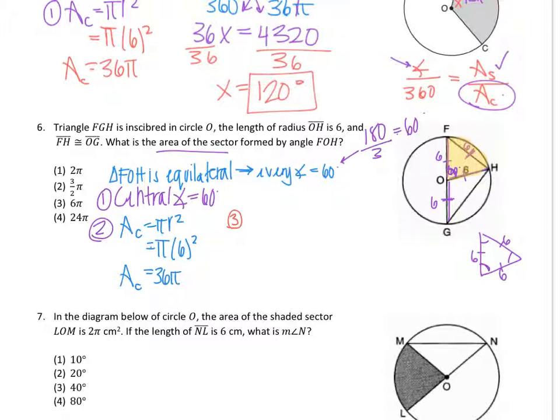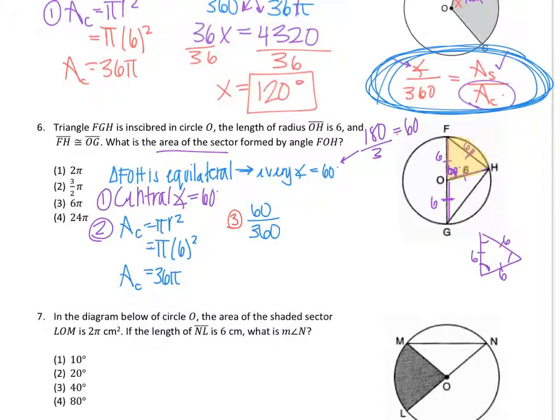So I found 36 pi. And now we're going to use the same exact formula that we used up above, where we have angle over 360 equals area of a sector over area of a circle. So we have 60 over 360 equals area of the sector over 36 pi, the area of our circle. From here we just cross multiply. Again, if you like using x instead of that A with the little s, then that's fine, just replace it with an x.